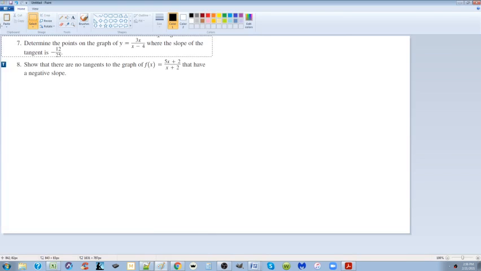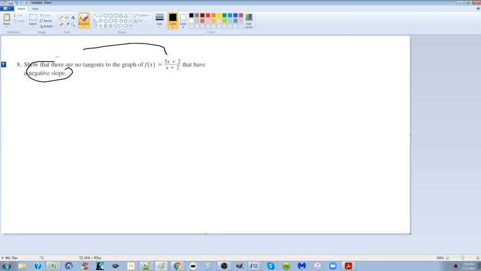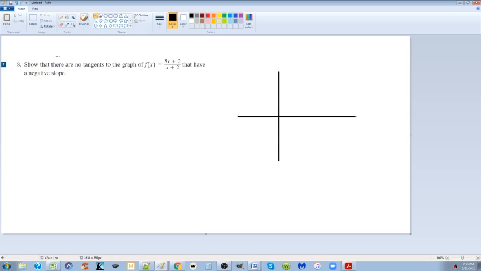8. Show that there are no negative tangents to the graph, and that's possible when you think about this graph especially. This graph is a rational graph. You can tell right away that there's a vertical asymptote right here at x is -2. And you can also tell there's a horizontal asymptote at y is equal to 5.